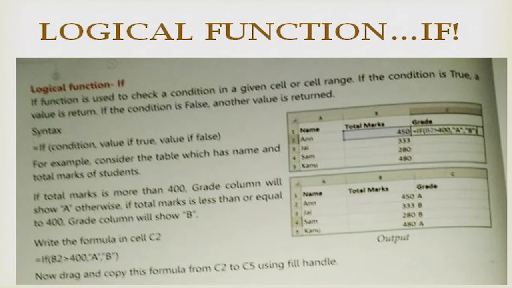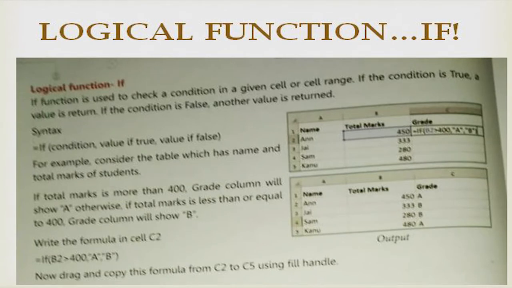Suppose there are two grades. If you get above 400 marks, you will get A grade, or if you get below 400 marks, you will get B grade. In these cases we are using this logical function IF. For example, you can see here, consider the table which has name and total marks of students. Now we need to find out the grade.